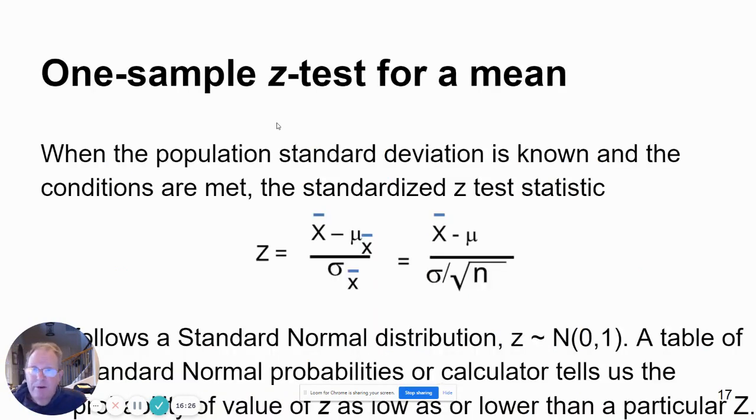So let's talk about a Z-test for a mean. This is rarely used. When the population standard deviation is known and the conditions are met, the standard Z-test statistic is this right here. And the Z statistic will follow a standard normal distribution, and you use your calculator to figure out the probability. But we rarely know the population standard deviation, so this formula is seldom used.